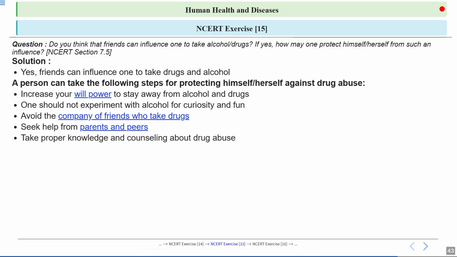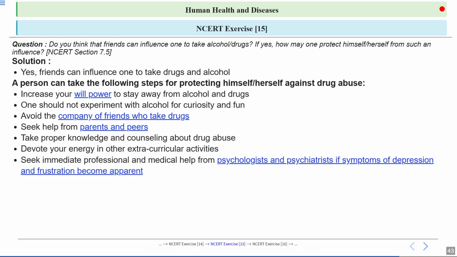Now, take proper knowledge and counseling about drug abuse. Understanding the harmful effects of drugs can help you make informed choices and avoid dangerous situations. Devote your energy to extracurricular activities. Engaging in sports, arts, or hobbies will keep the person busy in a positive way and reduces the chance of falling into bad habits.